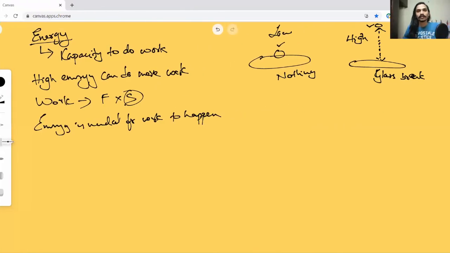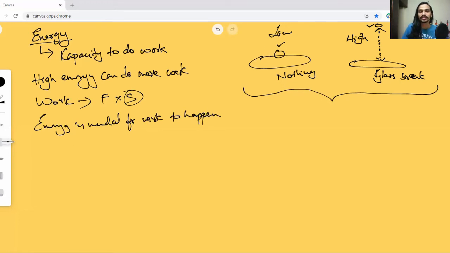Now, how exactly does this energy work? How is energy constant or not constant? I think with this example, we have quite clarified that energy is not constant. Just like people, even objects can change their energies. Energy can be changed from object to object.